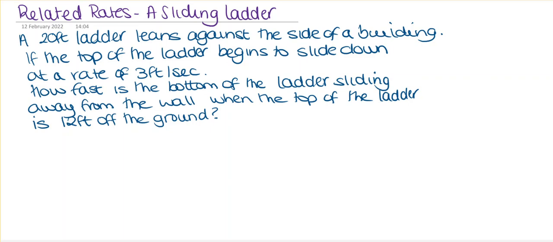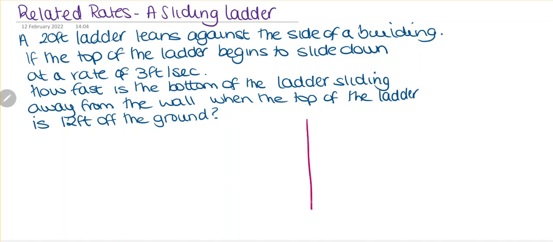Related rates question, we have a sliding ladder. A 20-foot ladder leans against the side of a building. If the top of the ladder begins to slide down at a rate of 3 feet per second, how fast is the bottom of the ladder sliding away from the wall when the top of the ladder is 12 feet off the ground? So, we need to draw a diagram.